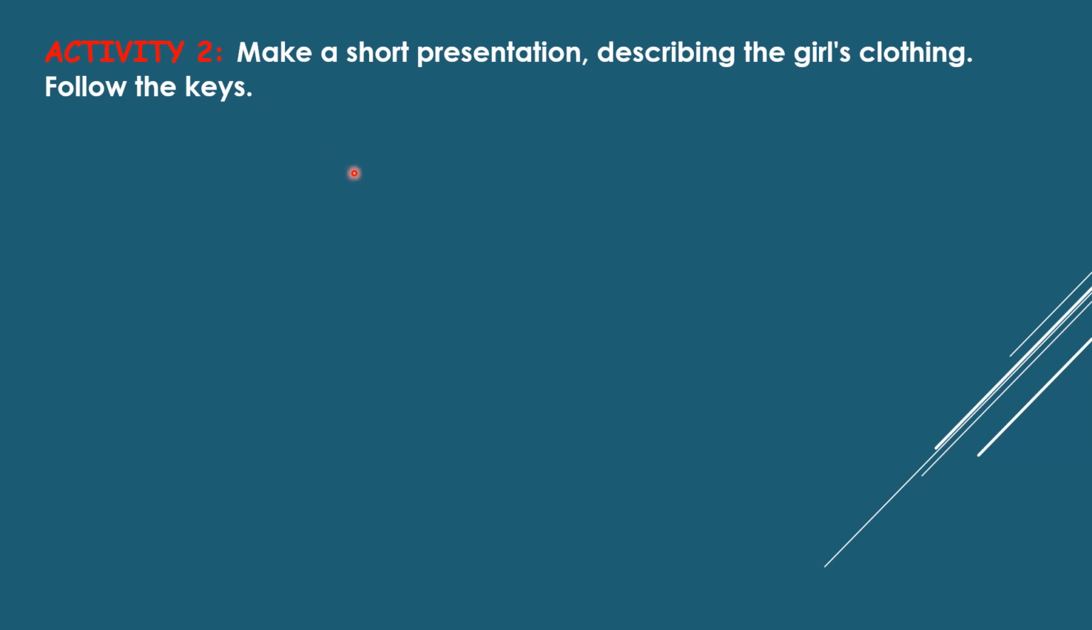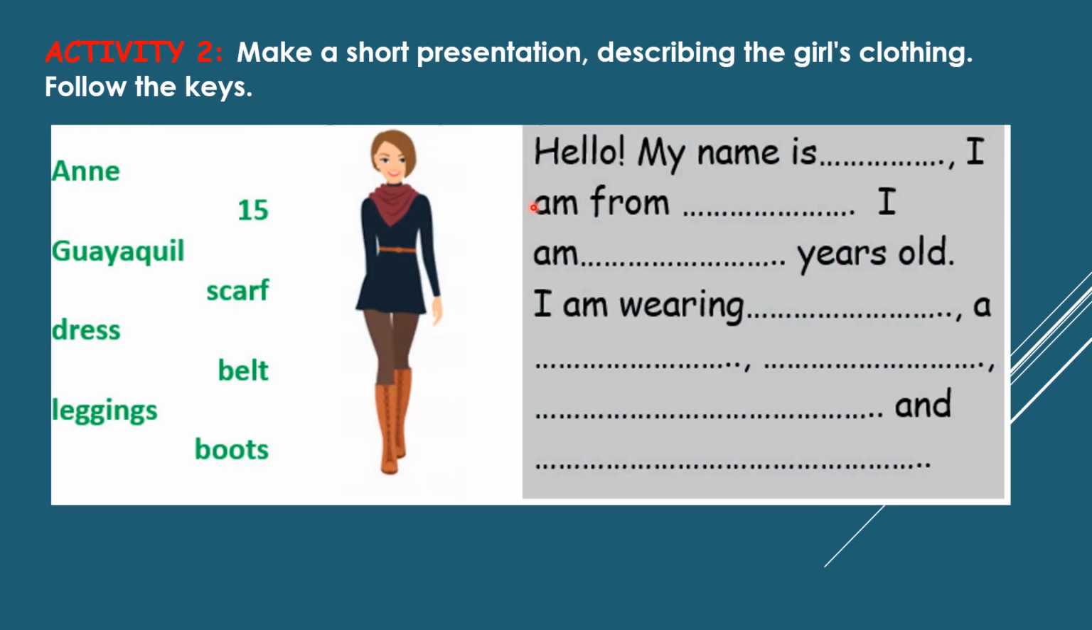Activity 2. Make a short presentation describing the girls' clothing. Follow the keys. Here we have Anne. Anne is a girl. In this part we have the clues to complete this paragraph. Entonces aquí tenemos las claves para poder llenar el párrafo de descripción. Good luck with activity 2. It is for page for your job. Esta actividad es la segunda que va a su hoja de trabajo.